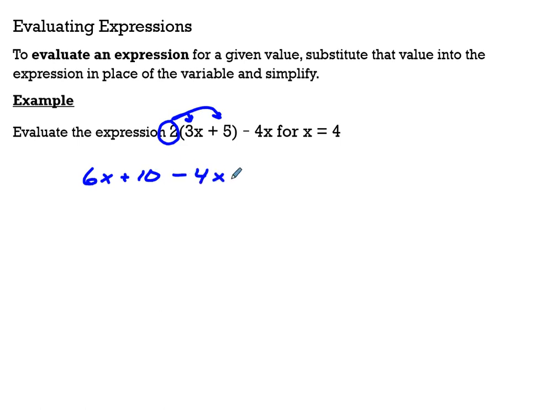Right, don't try to do it all at once. Don't try to be a hero. You can just go one step at a time. First step, get rid of the parentheses. Then combine like terms. I've got a 6x minus 4x. So that's 2x plus 10. Now I can take out that x and replace it with 4 because that's what I'm given.